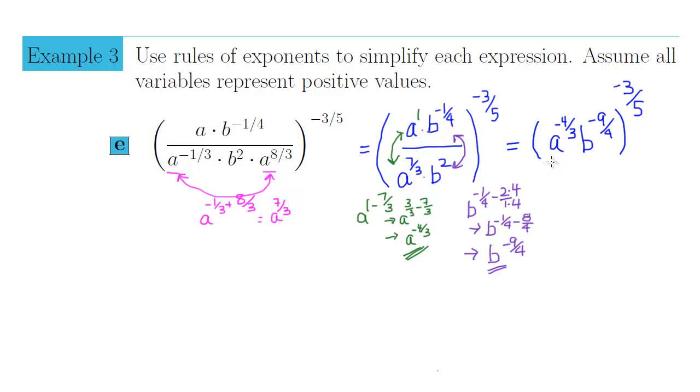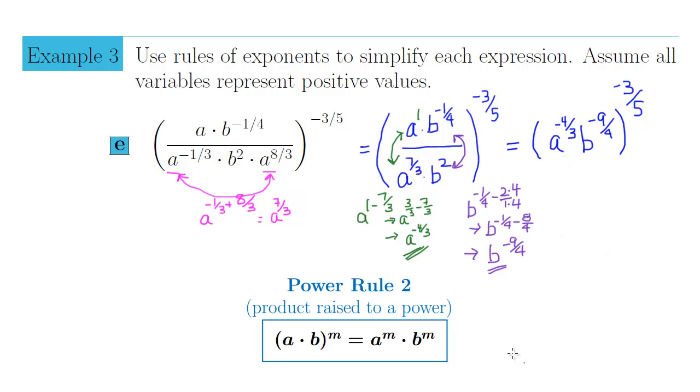Let's keep going. We want to use now the rule that says when you have a product within a power, you can distribute the power to each of the factors that are inside. That's one of our power rules. The second power rule tells us that if we have a product raised to a power, we can take each factor and raise it to that power. So I'm going to take a to the negative 4/3 and raise it to the power negative 3/5.